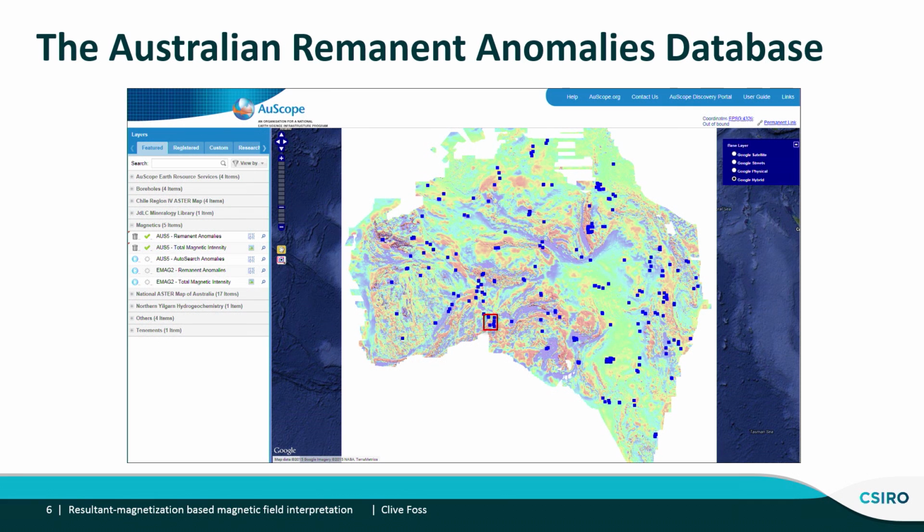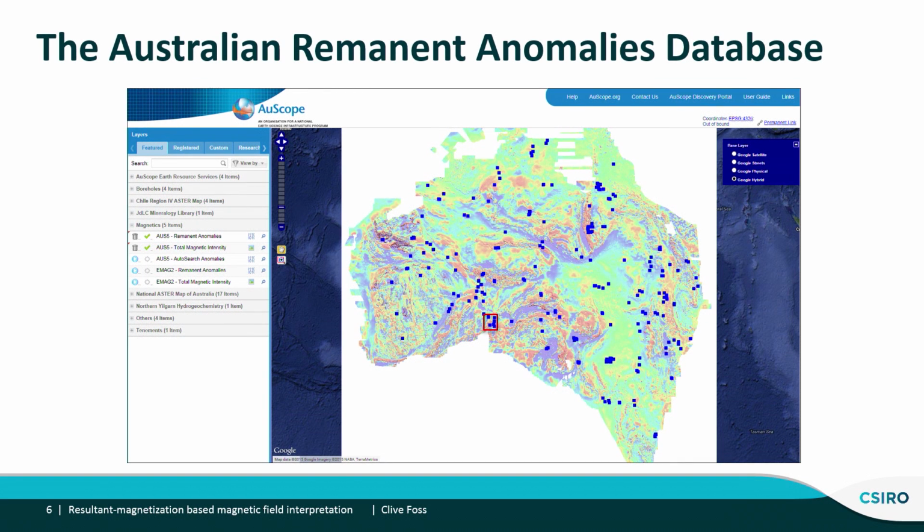Let's move into the real world. This is the Australian Remanent Anomalies database. This is being produced by CSIRO in conjunction with Geoscience Australia to assist geoscientists working with magnetic field data. The minimum condition for entry into this database is simply to tag an anomaly as being recognized as possibly due in some part to remnant magnetization. At present, we have about 300 entries in the database.